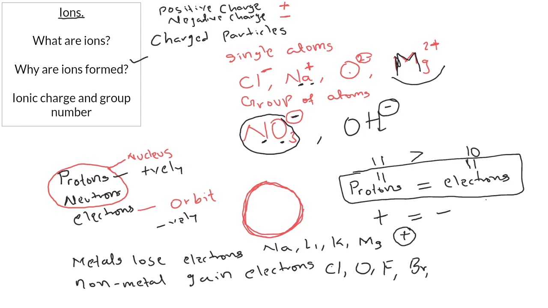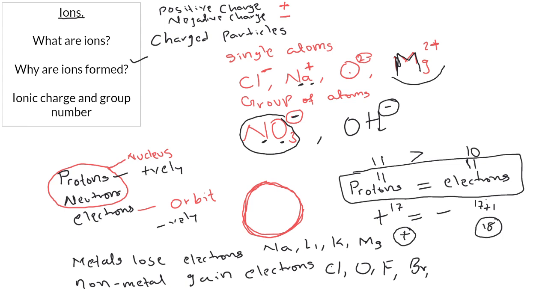So think about the next thing. If I have 17 protons and 17 electrons, we say this element is neutral. Now, if I add an extra electron to this 17 and then I have 18 electrons, what do you see?